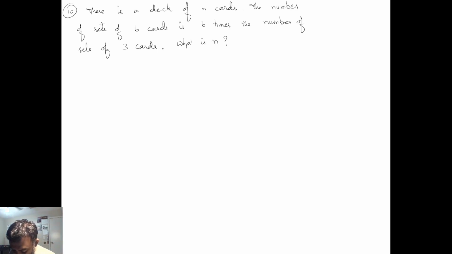So what it says is, n choose 6, which is the total number of sets of 6 cards, is 6 times that of n choose 3. That's all is the question. So they're asking you to find what is n. Now it's only a question of computation. So let's do it. What is the left hand side?